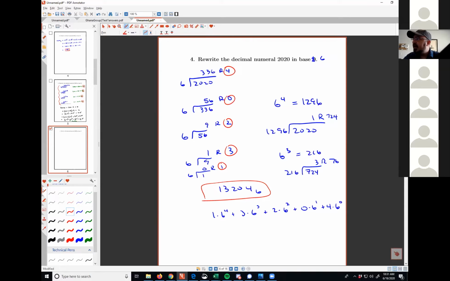I'll make a video with a few more examples and I'll post that later. To me your exact arithmetic process doesn't matter as much as understanding that you are grouping by powers of the base. And if you want to compute out 6 to the 4th and divide, that's fine. But I prefer the one grouping at a time.